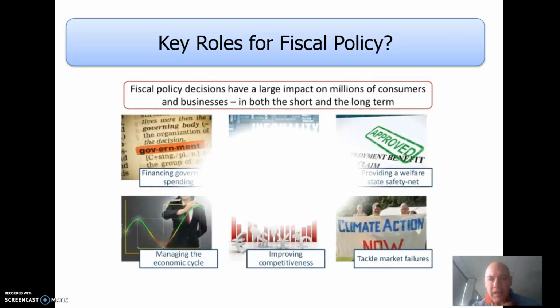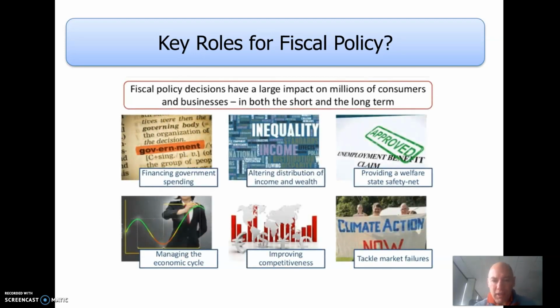And in terms of the key roles for fiscal policy, just a little reminder of some of those roles. Taxation is used to finance government spending. This can alter the distribution of income and wealth. Certainly state benefits provide a safety net for people, and that includes pensions as well. It can be used to tackle market failures. It can be used to try and incentivize firms to improve competitiveness, and it can also manage the economy.